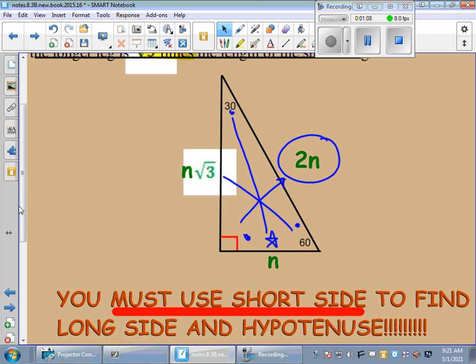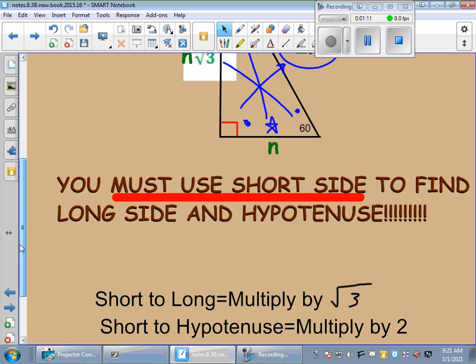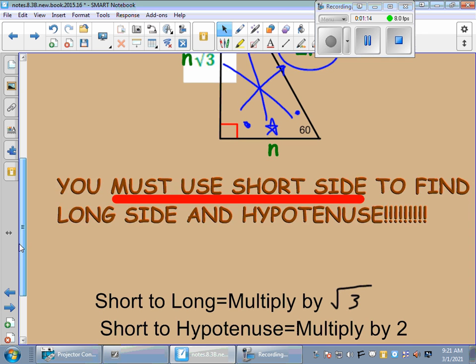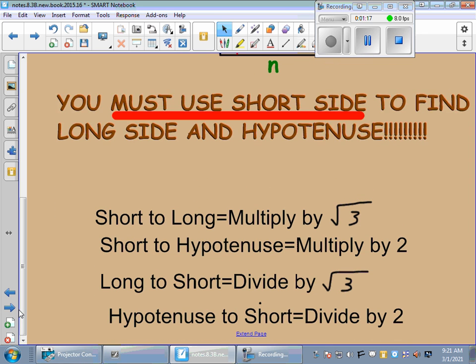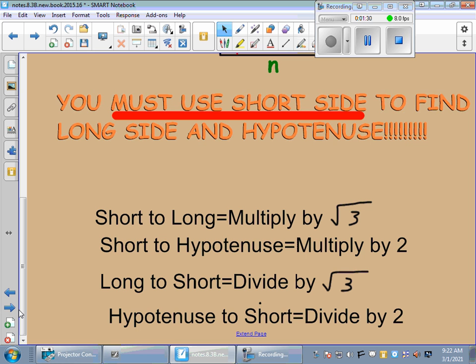So you're getting an understanding of the vocab and the terms that we're going to use here. We always want to reference the short side. If we go from short leg to long leg, you multiply by the square root of 3. If you go from short to hypotenuse, you multiply the short by 2. If you have the long leg and you want to get to the short leg, you divide by the square root of 3. And if you want to go from the hypotenuse to the short leg, you divide by 2. So we always want to reference the short leg to understand how to get to where we want to go.